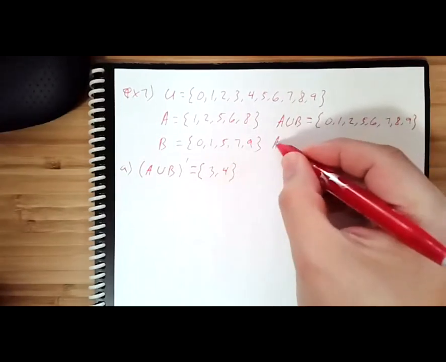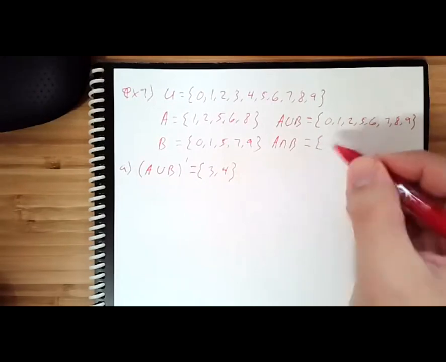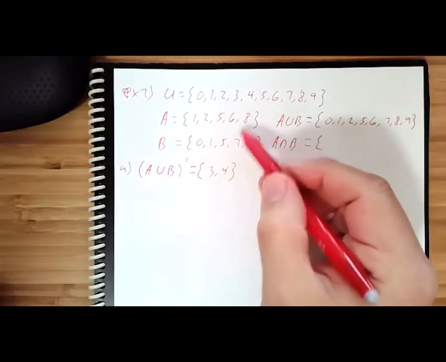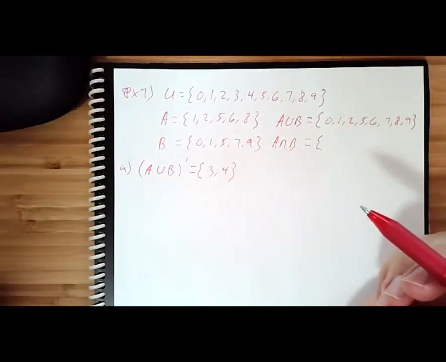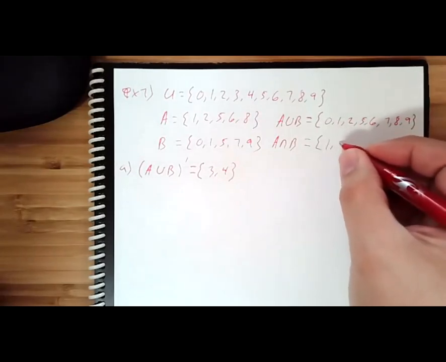So let's do this one, just in case. What's the intersection going to be? What do they have in common? 1, 5. That's it.